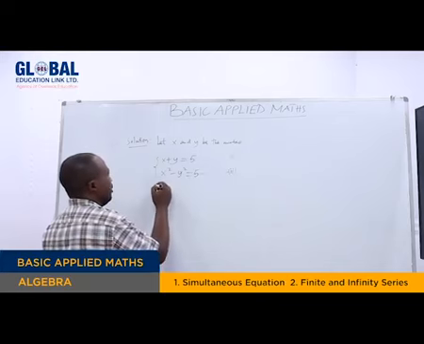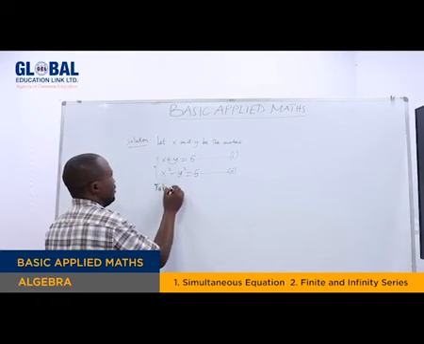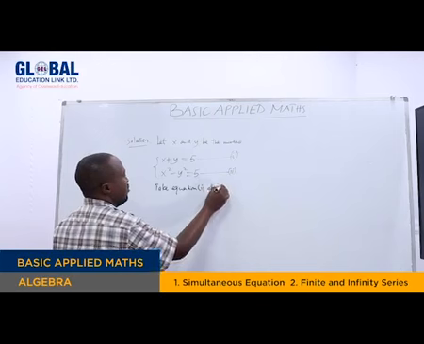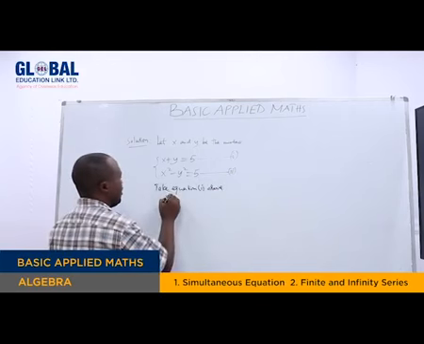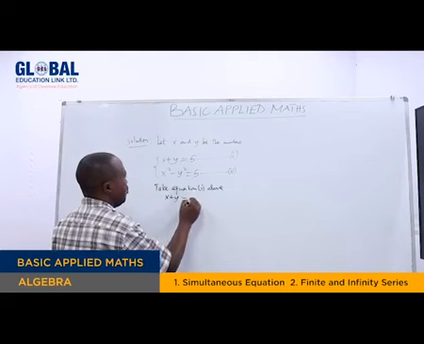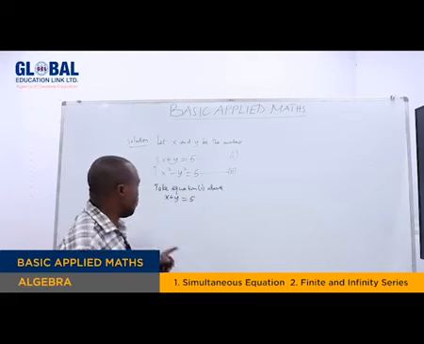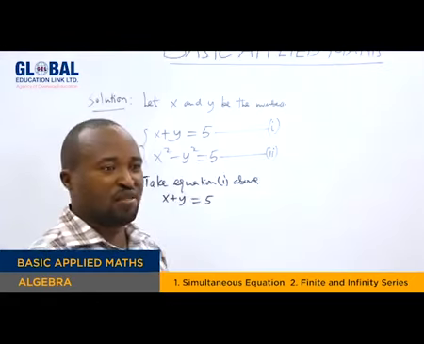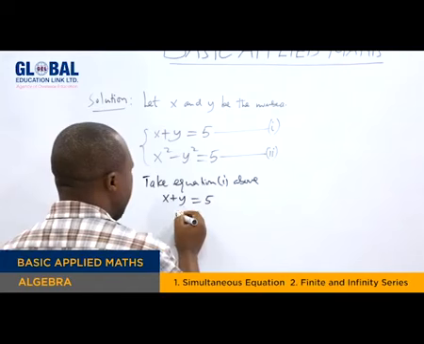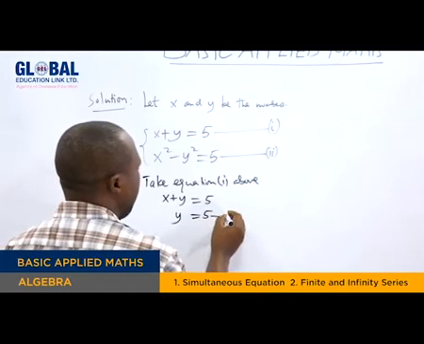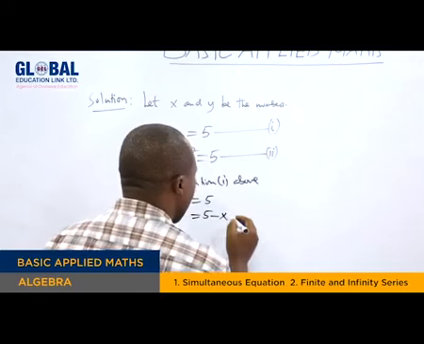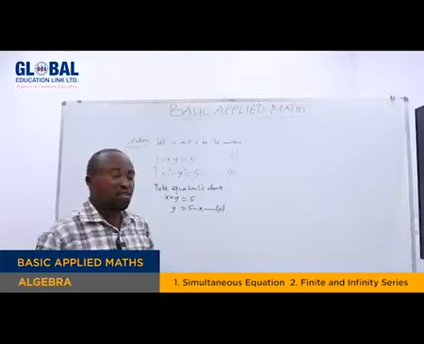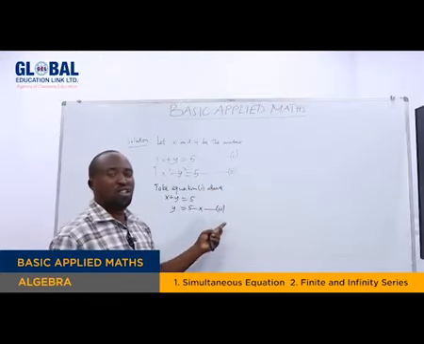Now take equation 1 above. That is x plus y is equal to 5. Now it is your decision either to make x the subject or y the subject. Now suppose we make y the subject. So we are going to have y is equal to 5 minus x. Now call this equation 3. That is equation 3. Now we have 3 equations, equation 1, equation 2, and equation 3.